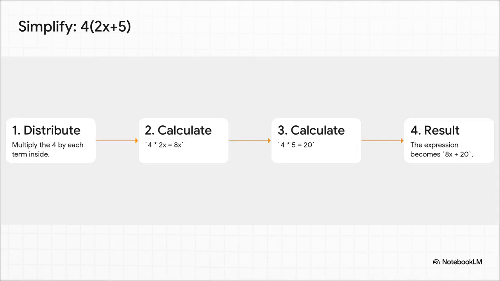Let's see how this works with a real example. To simplify 4 times (2x plus 5), we distribute that 4. So we take the 4 and multiply it by the first thing inside, the 2x. That gives us 8x. Then we do it again. 4 times 5 gives us 20. Put it all together, and our unpacked expression is 8x plus 20. And just like that, the parentheses are gone.